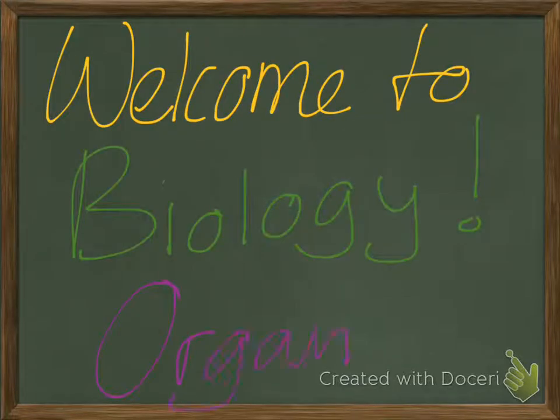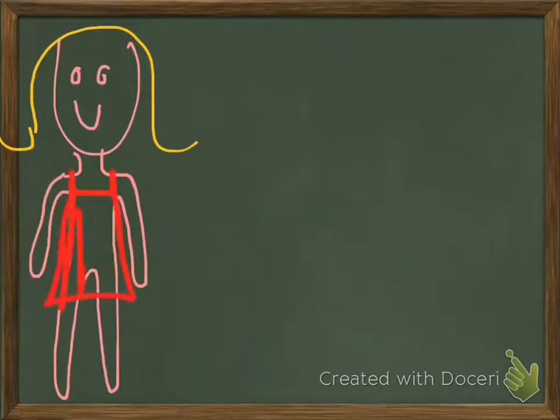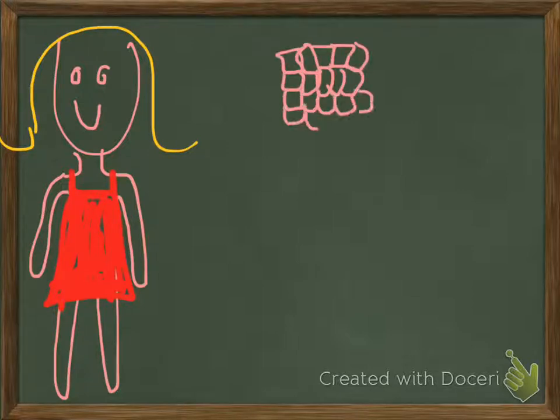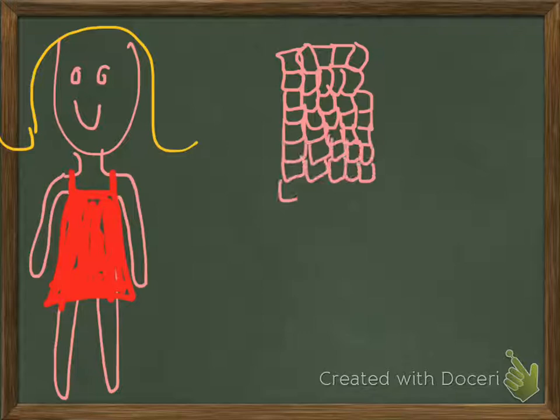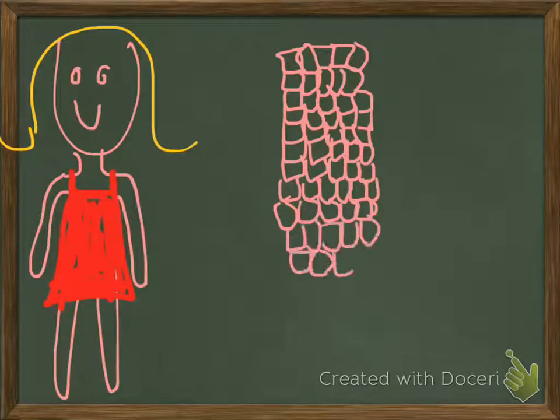Welcome to Biology about organs and organ systems. We have learned so far that living things are also called organisms. In this case, we see a beautiful little human, a living human, which is also an organism. Organisms are built out of lots and lots of cells.